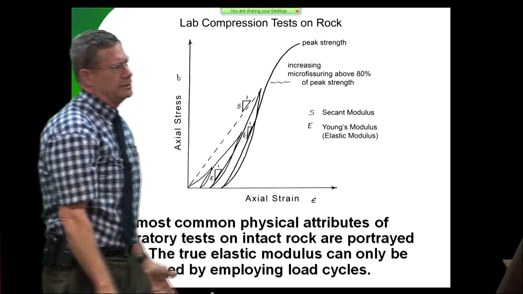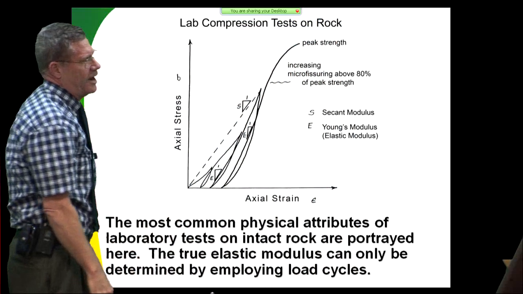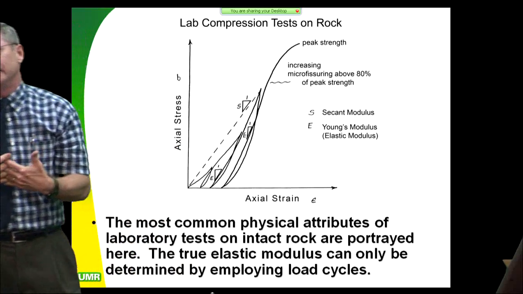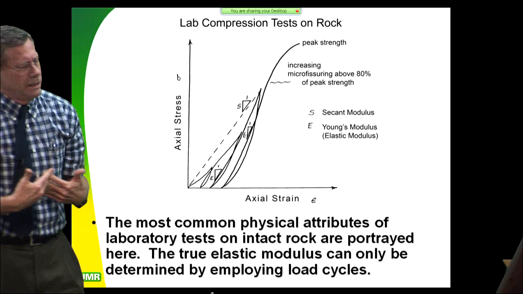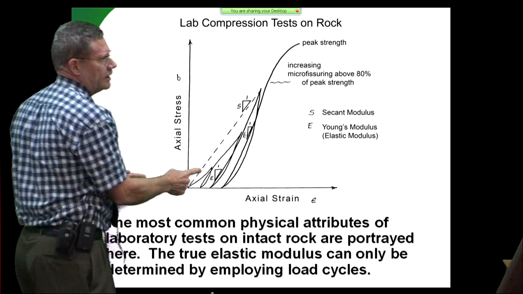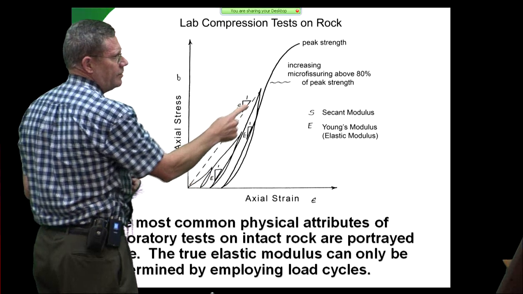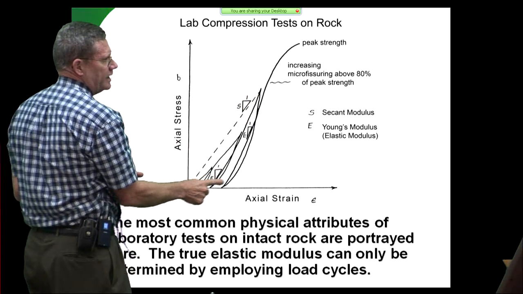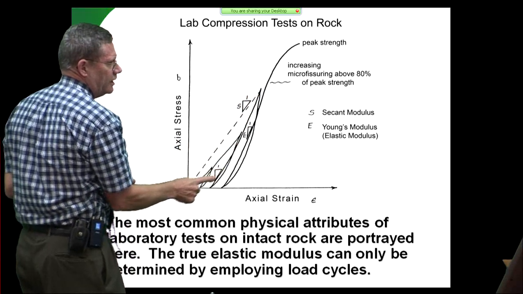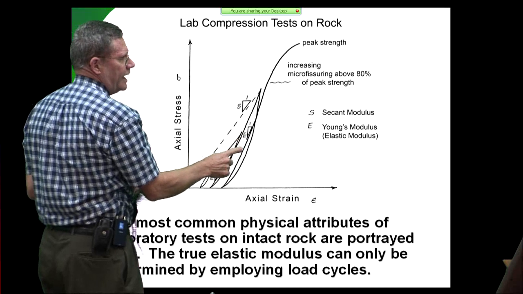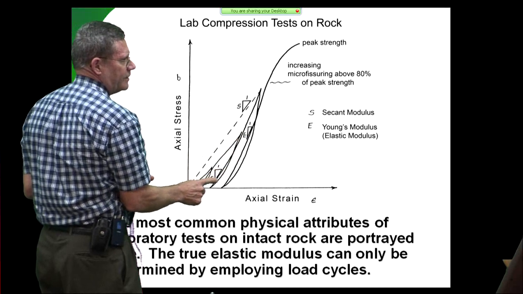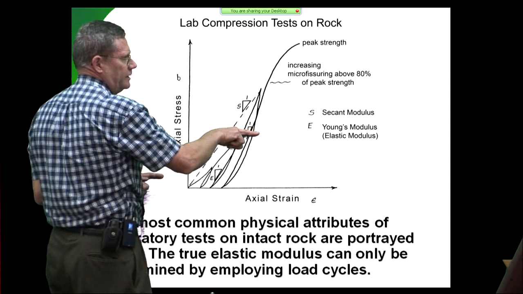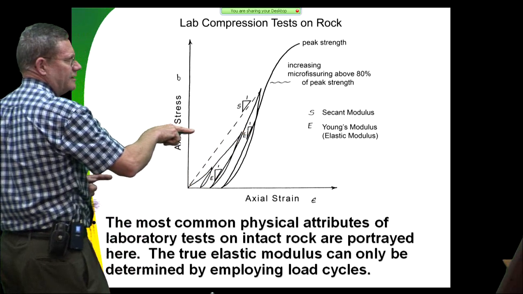So when we do laboratory compression tests on rock, and we talk about the modulus, which we need for our computer programs like UDEC, you have to be careful what number you're using. Are you using the secant modulus, this one, which a lot of people like to use? Are you using the true elastic modulus, which you have to do unloading curve and loading to get? And are you realizing that the elastic modulus down here at this stress level is a different number from up here at this stress level?